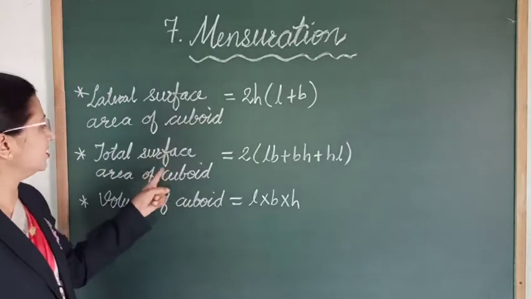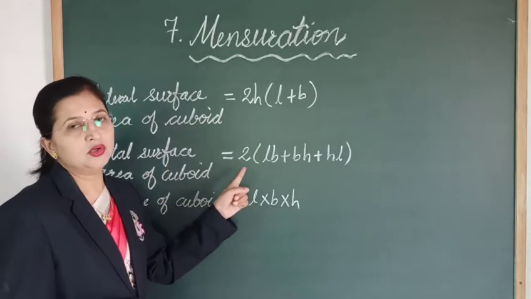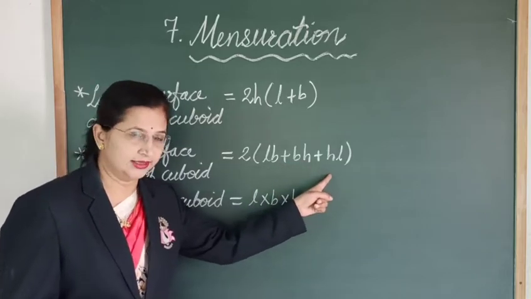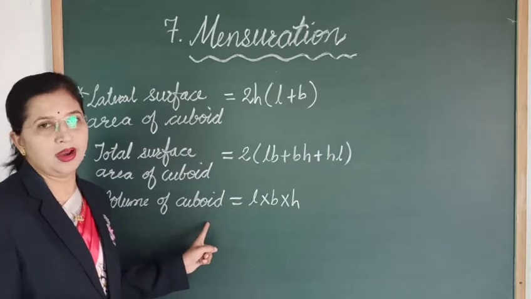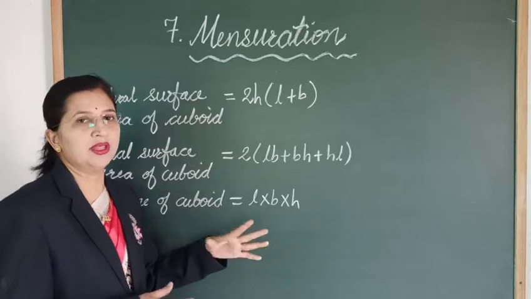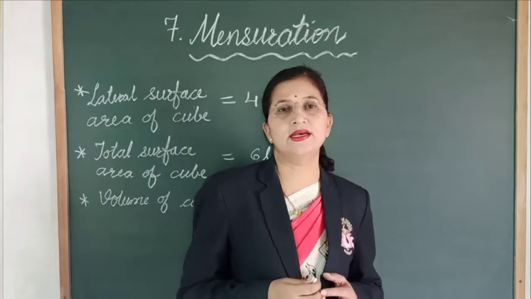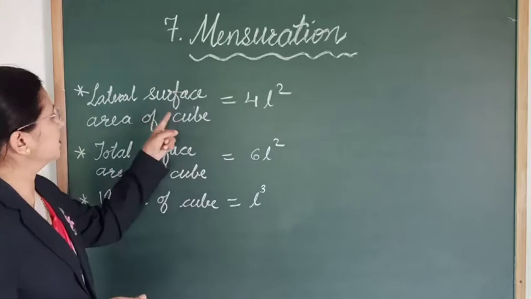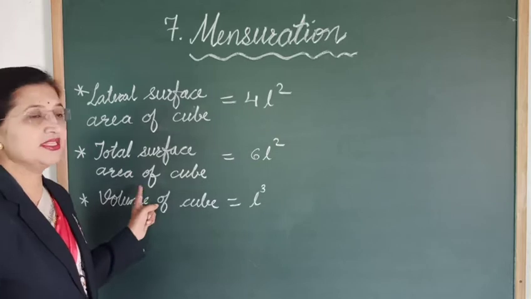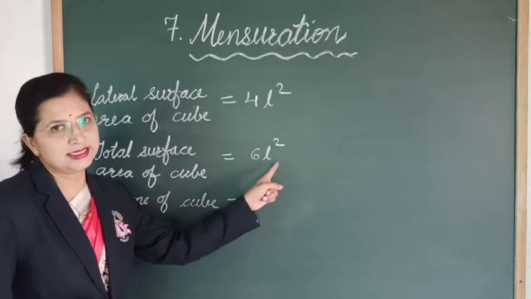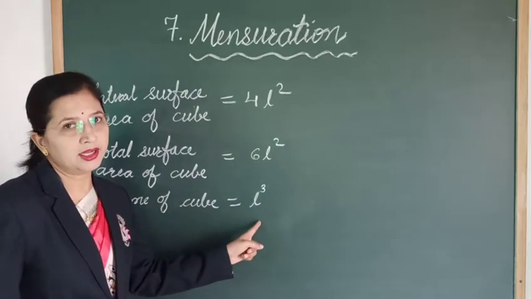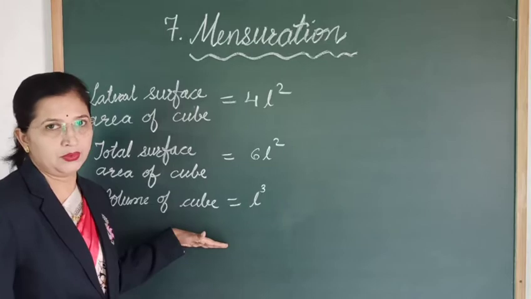Then total surface area of cuboid is equal to 2 into bracket length into breadth plus breadth into height plus height into length, and volume of cuboid is equal to length into breadth into height. So this is about the cuboid. Now let's see the cube. Lateral surface area of cube is 4L square. Total surface area of cube is equal to 6L square, and volume of cube is equal to L cube. This is about the cube.